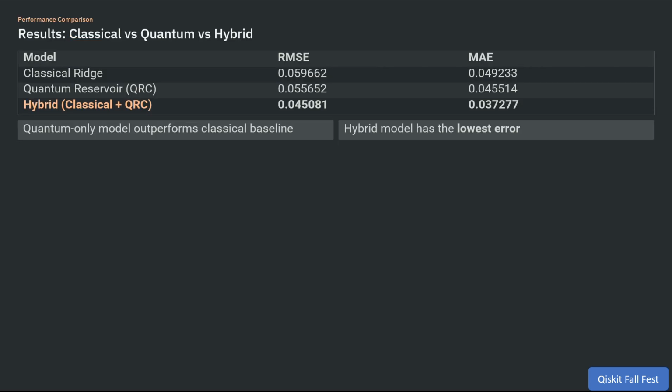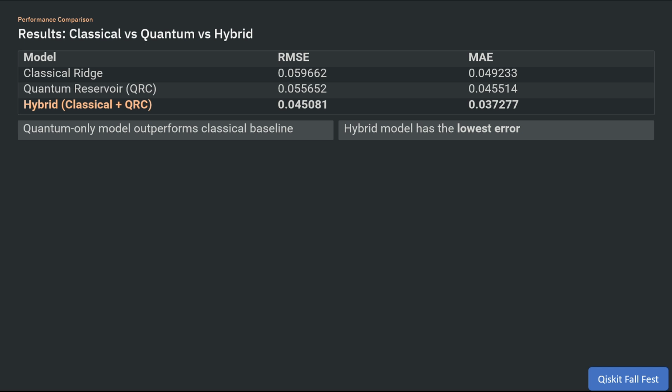And lastly, our results. This table summarizes our main quantitative results on the evaluation subset. The classical ridge model has an RMSE, meaning root mean square error, of 0.0597 and a mean absolute error of 0.0492. The quantum reservoir had an RMSE of 0.057 and an MAE of 0.0455.